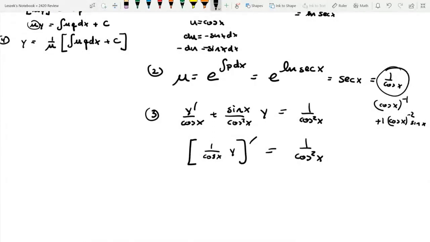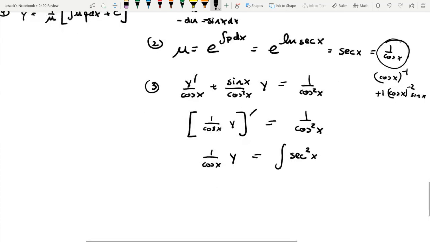Okay. So next we simply anti-differentiate both sides. On the left, it's just going to undo the derivative. And on the right, well, it's the antiderivative of secant squared, and we all know that that's equal to tangent, I believe. Right, the derivative of tangent is secant squared, so up to a constant.